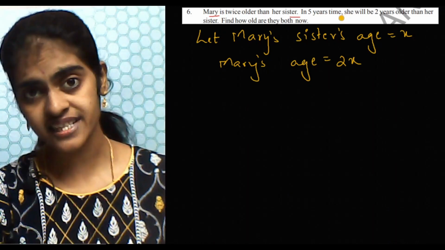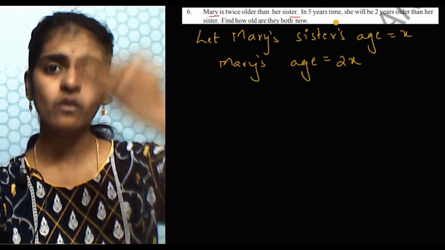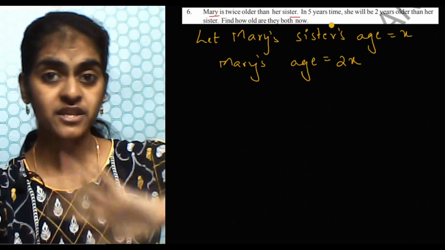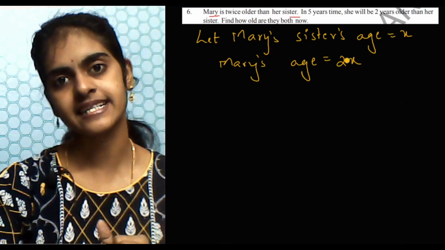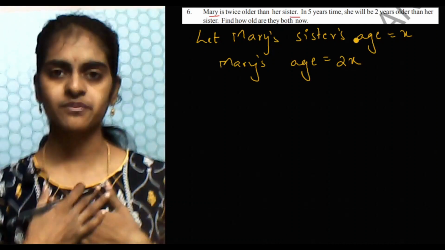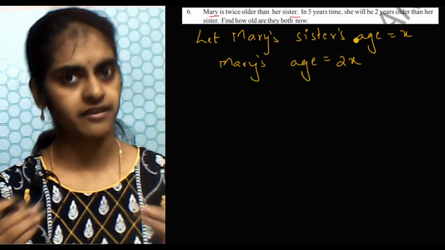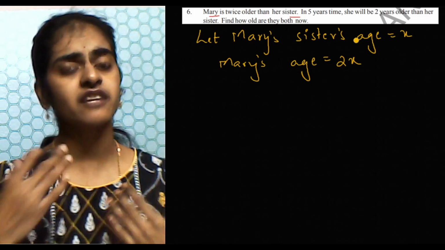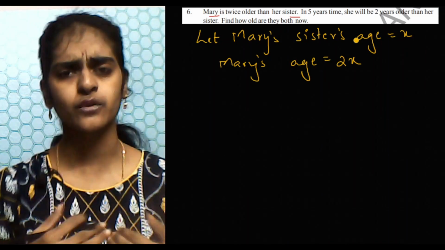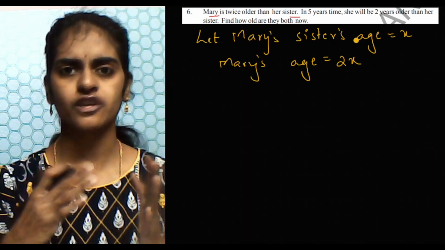So now you see, in 5 years time, that means 5 years from now, 5 years later, what will be the ages of Mary and her sister? Suppose my age is 25 now. So what will my age be after 5 years? Simple, 25 plus 5, isn't it? So it will be 30.